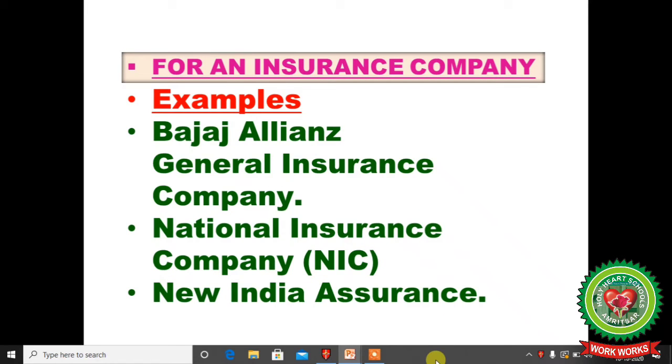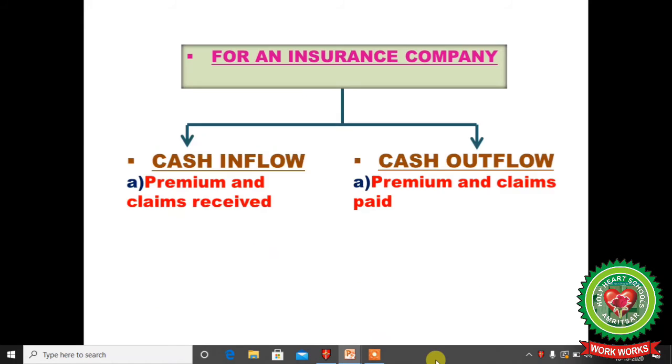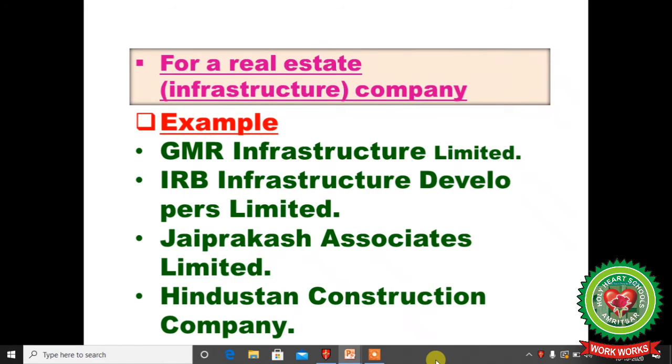For an insurance company, examples like Bajaj Allianz General Insurance Company, National Insurance Company, New India Assurance. These all are examples of insurance companies. For an insurance company, the inflow is premium and claims received, and cash outflows are premium and claims paid.